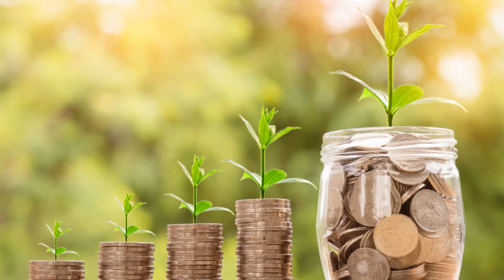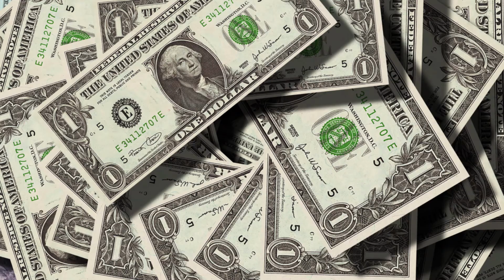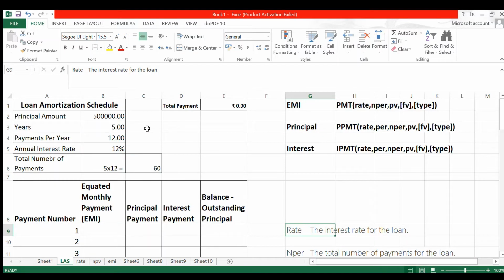Now, let us understand the loan amortization schedule through an example. We have taken the loan amount as 5 lakh rupees for 5 years, and every year we are planning to pay 12 payments, and the annual interest rate is 12%. So, the total number of payments will be 5 years multiplied by 12 monthly installments, which gives 60.